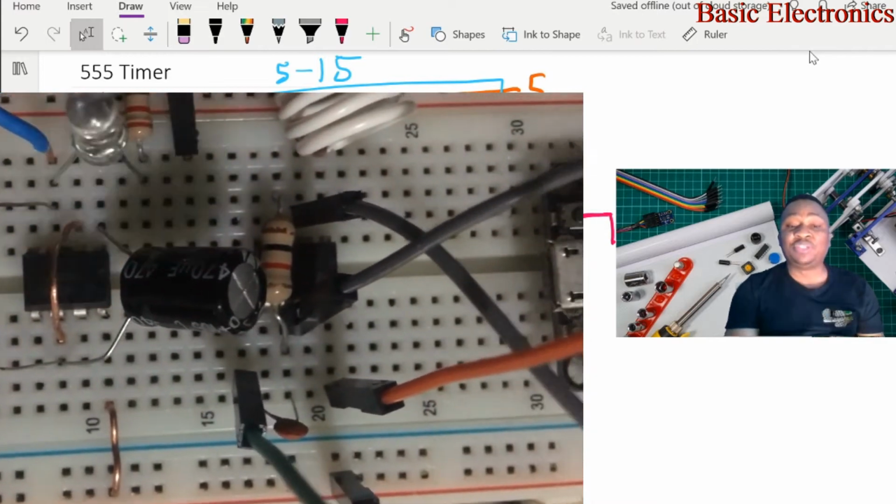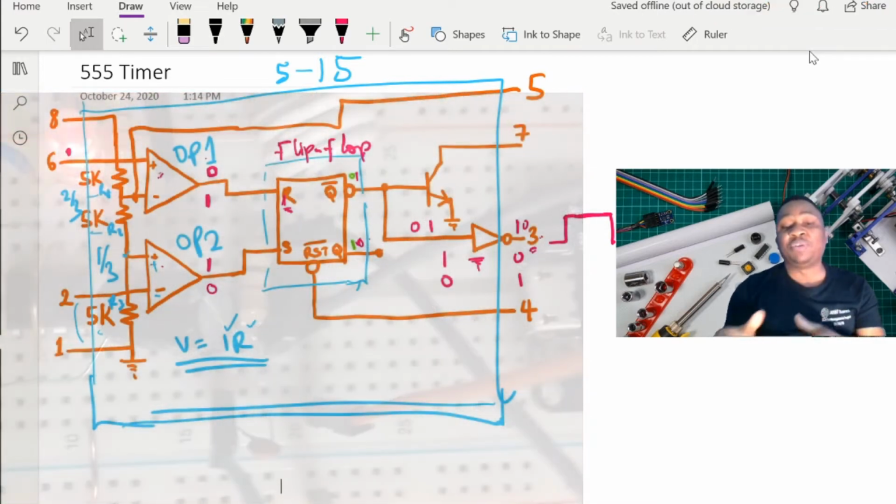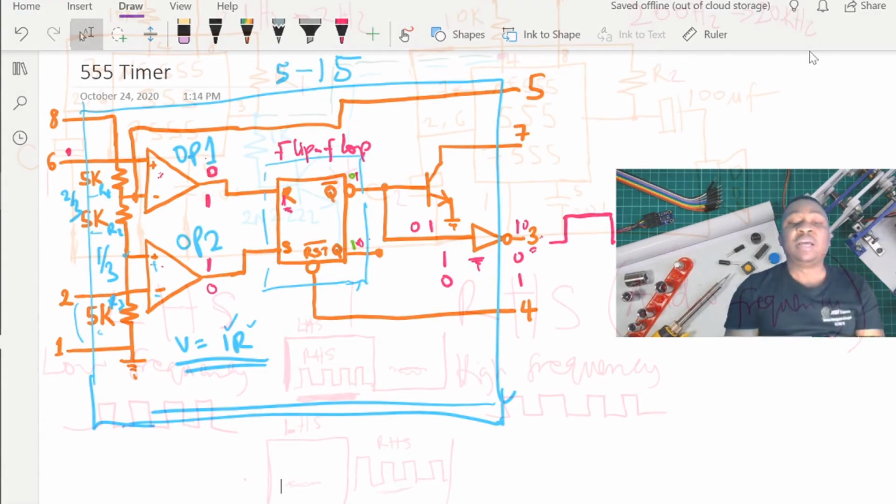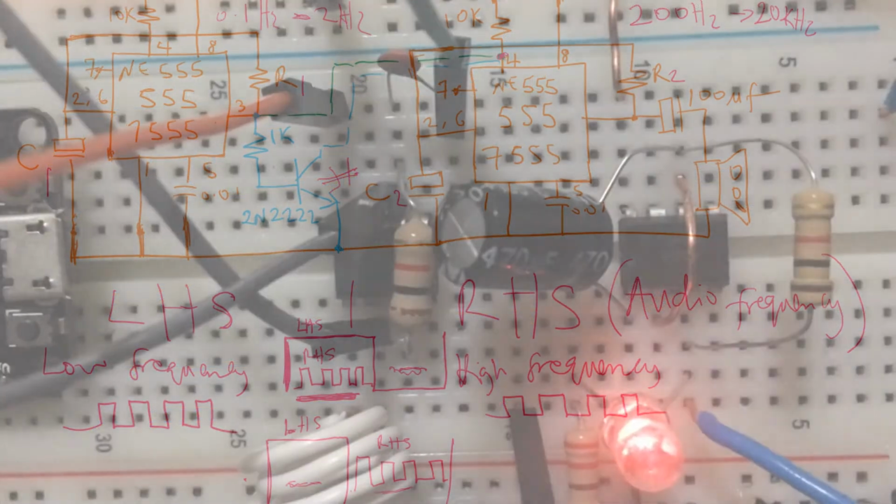I'm going to take you through the tutorials of the basics, and then we're going to demonstrate the video of the actual circuits that we built.